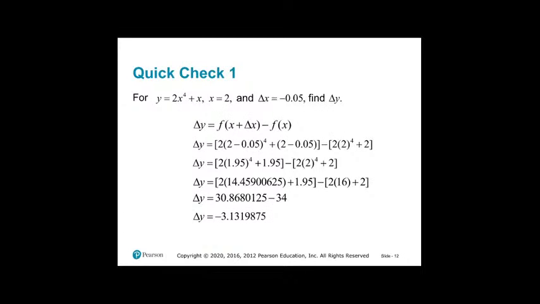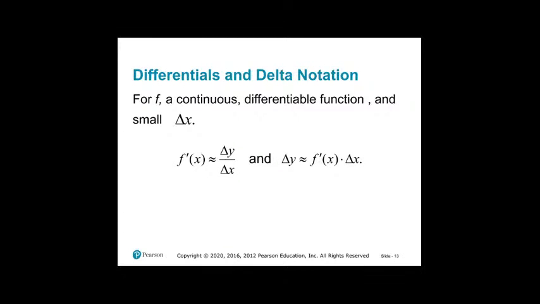Okay, so we have differentials and delta notation. For f a continuous differentiable function, and small changes in x, f prime, the derivative, is going to be approximated by basically the slope, the change in y over change in x. Remember, the derivative is the slope of a tangent line at a point. For small changes in x, the slope of the tangent line at a point is approximated by the slope between two points, where the second point is really close to the first point.